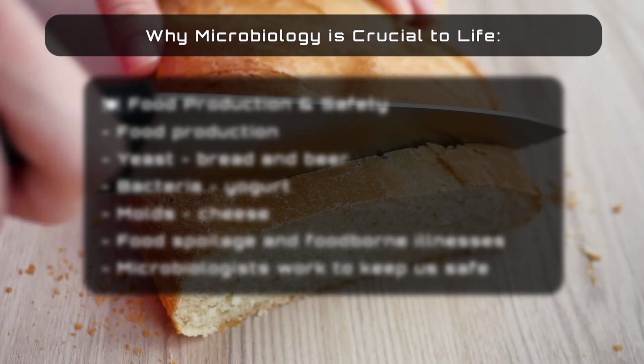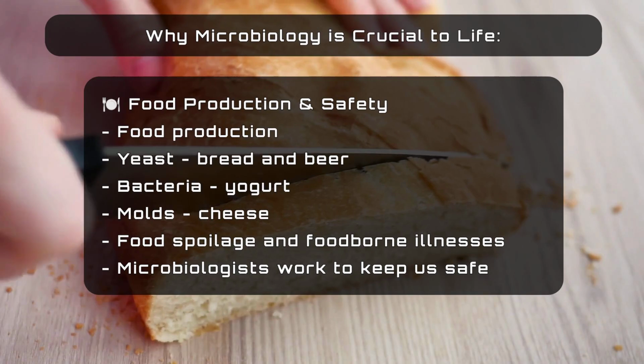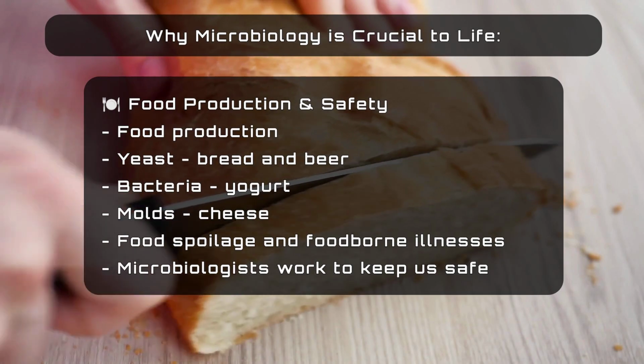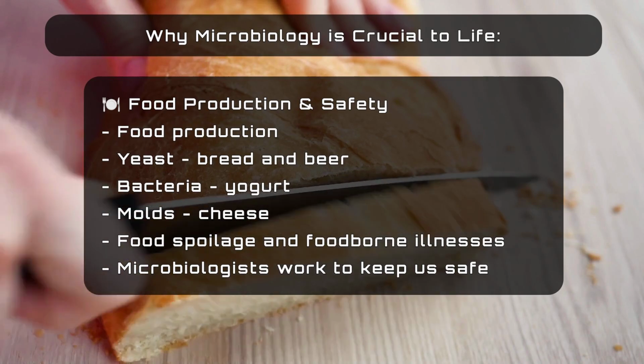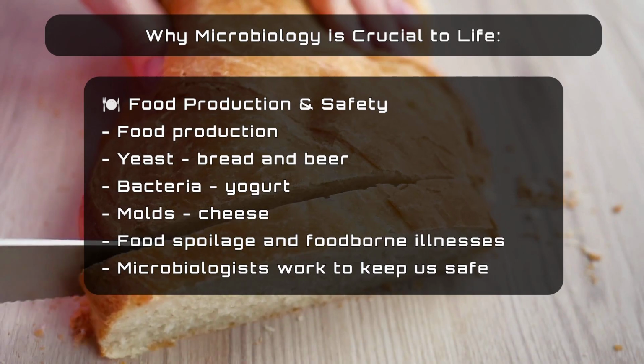Food production and safety. Microbes also play a huge role in food production. Yeasts are used to make bread rise, bacteria help ferment milk into yogurt, and certain molds are used to produce cheeses like blue cheese. Microbiologists study these processes to ensure they are safe and efficient.